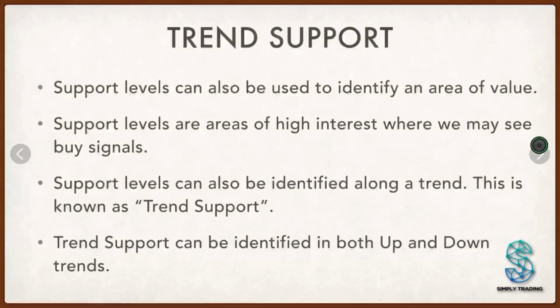Okay, now we can also see support levels in trends. Support levels can be used to identify areas of value. Support levels are areas of high interest where we may see buying signals. Support levels can also be identified along a trend, and this is known as trend support. Trend support can be identified in both up and down trends. So you can see it in a bullish market and a bearish market. So let's take a look at that and see what that looks like.